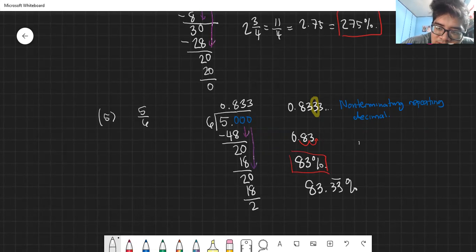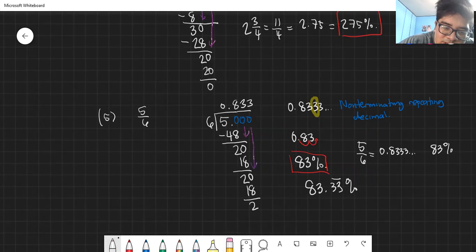So, 5/6 is just equal to 0.83333 and so on, which is just equal to 83% approximately. Pwede mo siya isulat as approximately equal. Kasi ang approximately symbol, kung naalala nyo nung high school kayo, ganito. So, that's pretty much it, guys. That's the case wherein we convert the fractions to percent and percents to fraction.